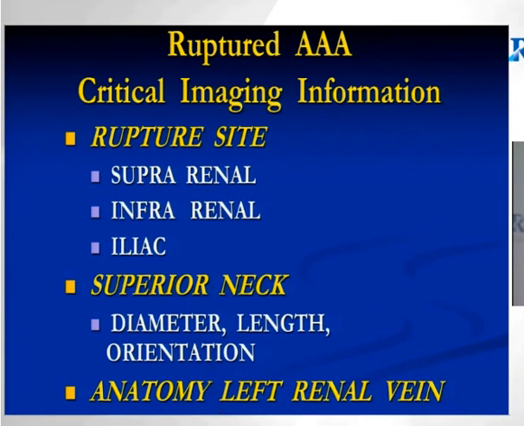Very important features. And if this patient needs a surgical procedure, what's the anatomy of the left renal vein? Because a retroaortic left renal vein can easily be torn by a surgeon rapidly trying to clamp the aorta.